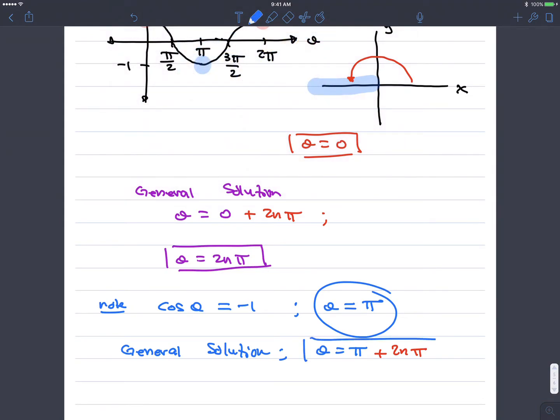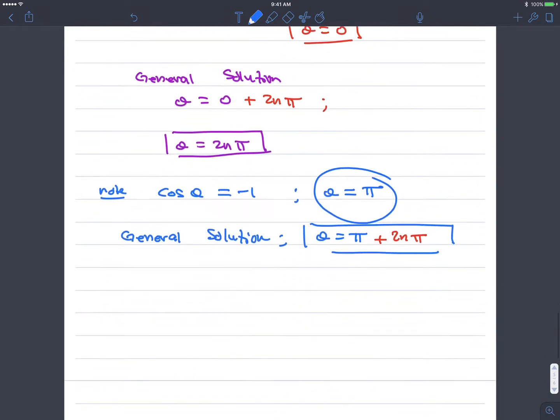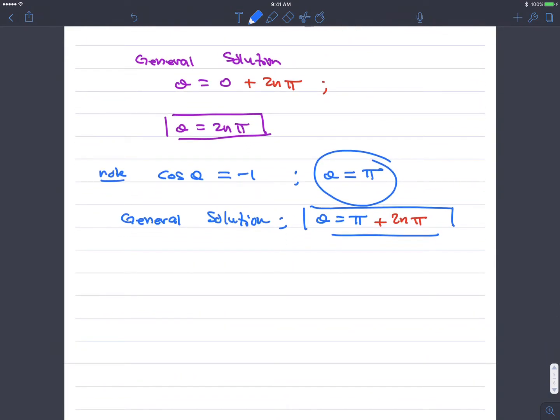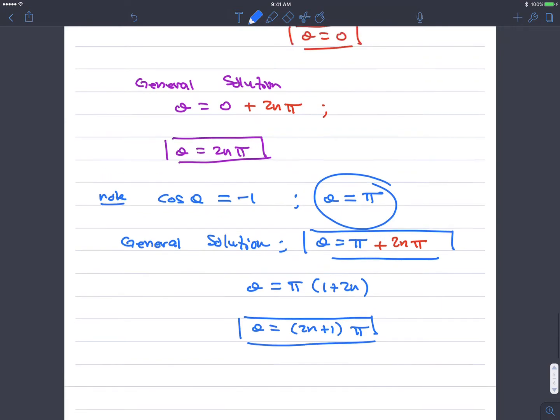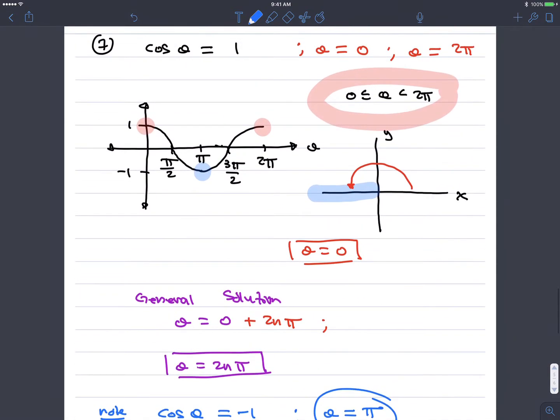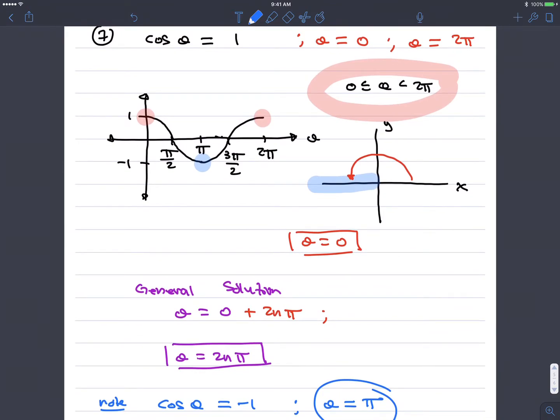In some sense, this is your general solution. But if you want the sequence, do algebra. Factor out pi, and what do you end up with? 1 plus 2n. Other books will write it simply as 2n plus 1 times pi. They just switch that. And so you can see it this way, and that's where it comes from. But I want to point out, just by looking at the curve for some of those special angles, we can actually find these solutions as well.